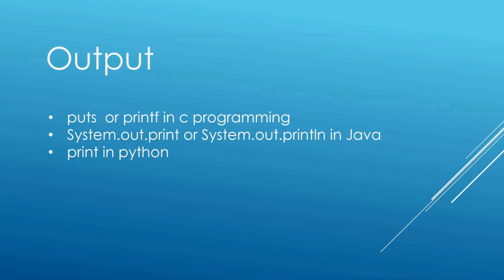The third step is output, essentially to a window or console. We have puts and printf in C, System.out for Java and print in Python to serve this purpose.